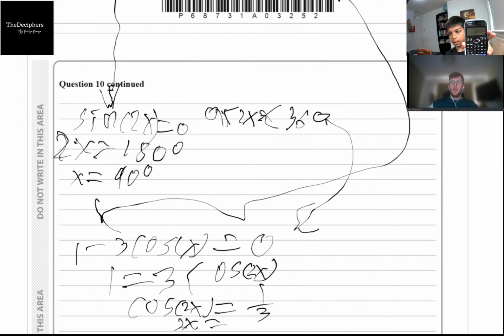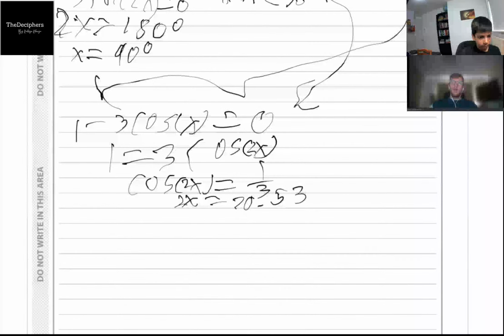So the first solution is 70.53. Excellent. And the second one is... so the second solution for cos is 360 minus that. Brilliant. And it's 289.47.